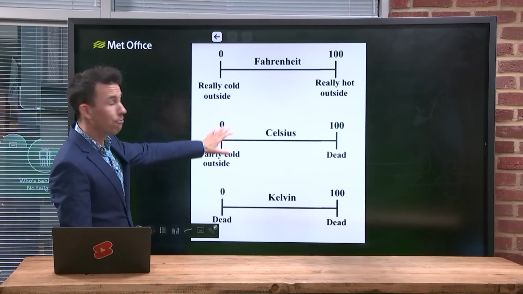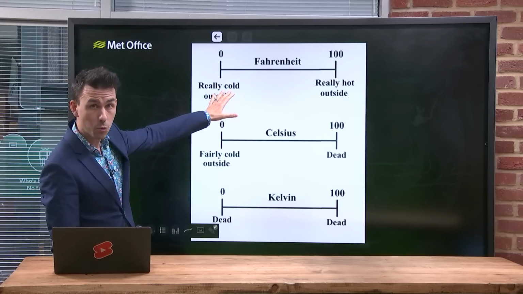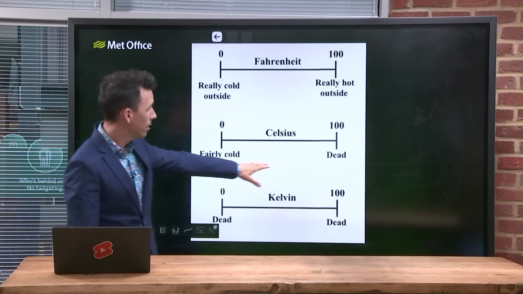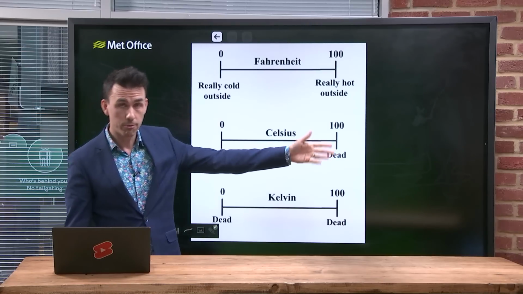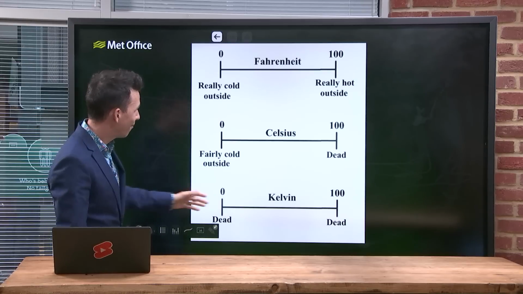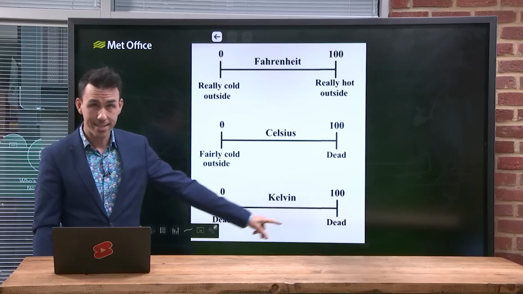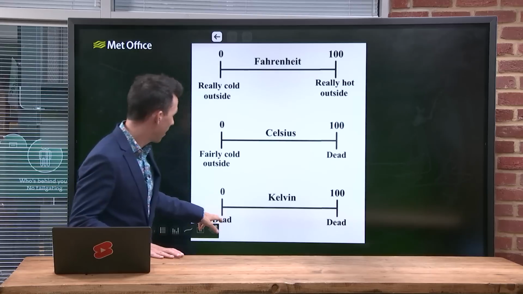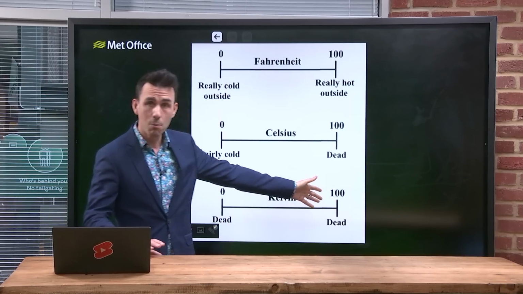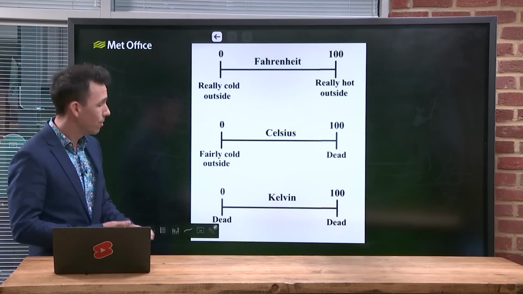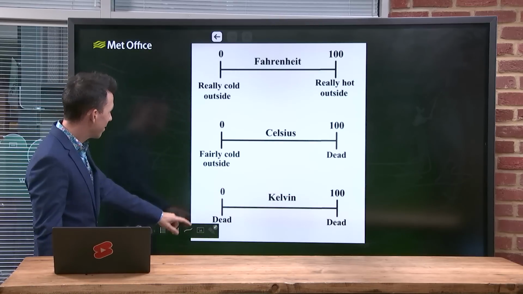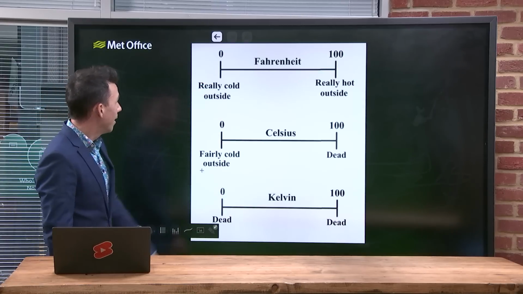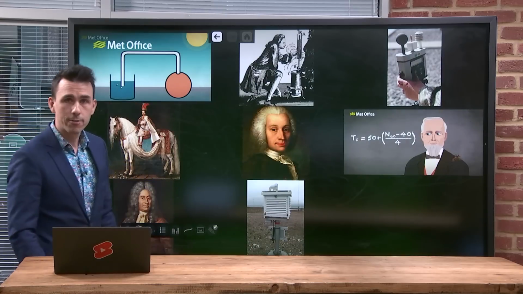Celsius, though, is, if Fahrenheit is how humans feel the weather, Celsius is how water feels the weather. So 0 is fairly cold outside, 100 degrees for humans, dead. But for water, it's the boiling point, of course. And then for Kelvin, 0 and 100, dead, dead, because, of course, both those temperatures are very, very, very cold. You're going from minus 273.15 to minus 173.15. That's how atoms feel the weather. That's how I've heard it explained. How humans feel the weather, how water feels the weather, how atoms feel the weather. So, little scientific joke there.